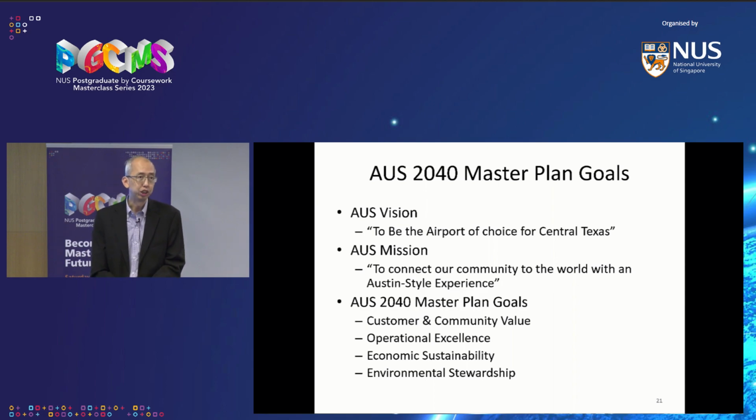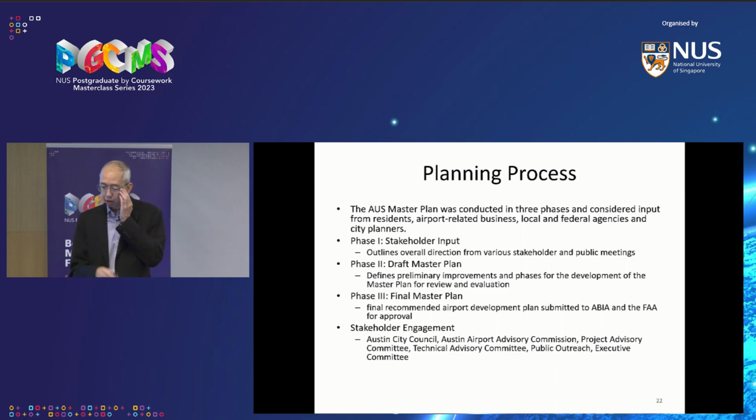You need to be very efficient to operate the airport as efficiently as possible. Economic sustainability: the airport ideally should pay for itself as much as possible, but typically it requires some cash injection from the government upfront. And then environmental stewardship, which is a key part of any master plan right now. So for the master planning process, they had different phases for Austin. They had stakeholder input up front to find out what the community would like. The second one is coming up with the draft master plan. And then after the draft is created, they go out to the community again to get feedback and input.